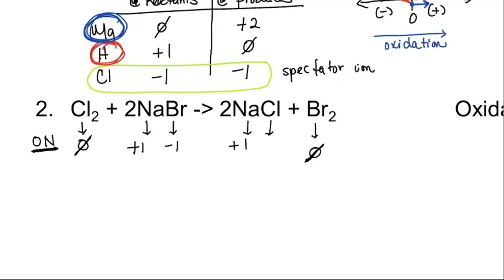And what about Cl? What is its oxidation number? Great. -1. Now let's make the list. Oxidation number at reactants and at the product.